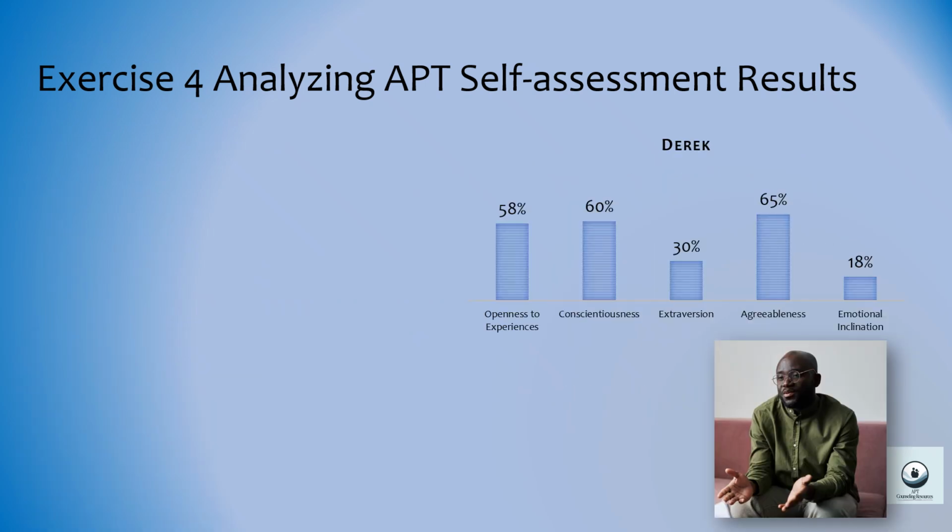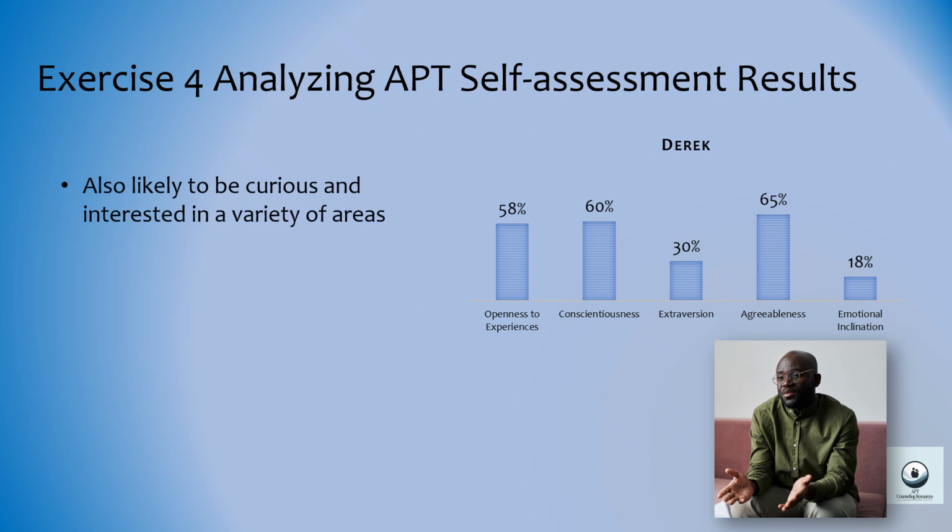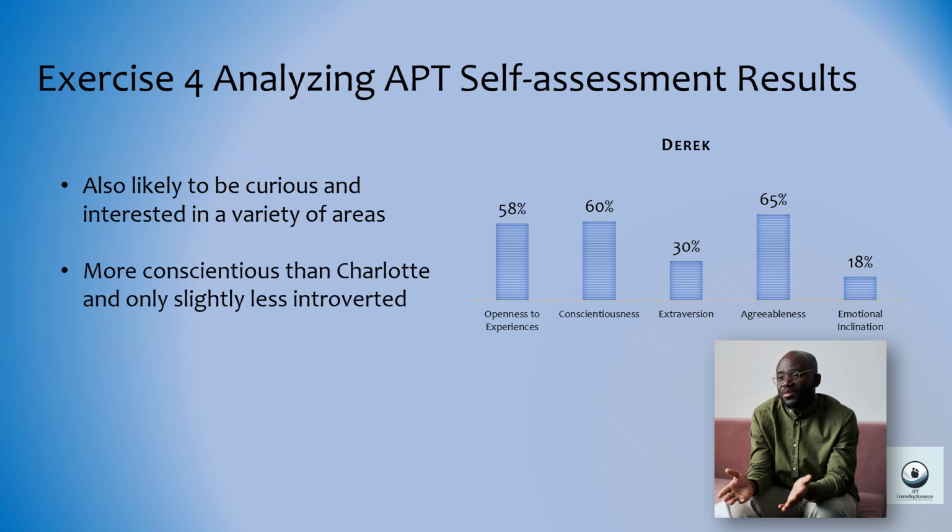Now, for Derek. His score on openness to experiences is only slightly lower than Charlotte's. He is more inclined to be orderly and self-disciplined, and for all practical purposes, he and Charlotte have the same score on extroversion. However, he is much more agreeable. This means he is likely to be more compliant, more earnest, and more compassionate than Charlotte.